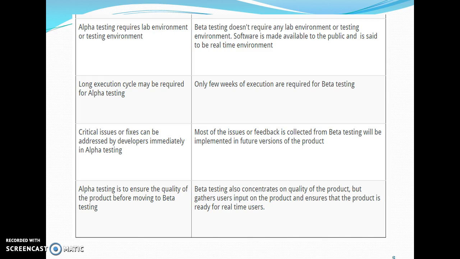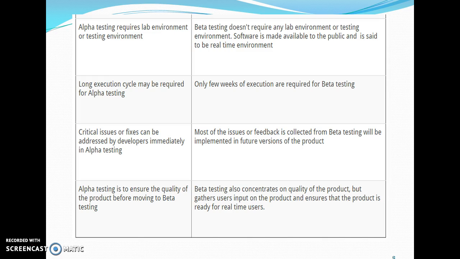Next, critical issues or fixes can be addressed by developers immediately in alpha testing because it is done at the developer side. In the case of beta testing, most of the issues or feedback collected will be implemented in a future version of the product.